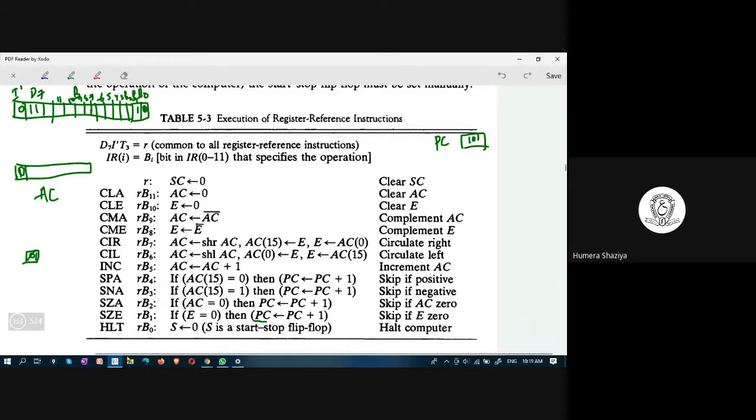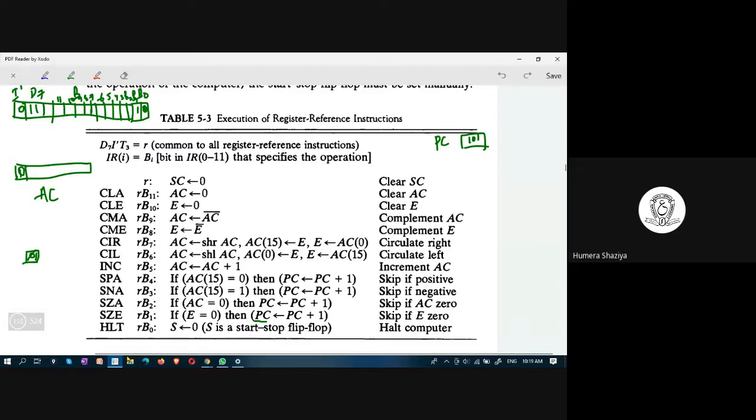CIL, circulate left. Circulate left means what do you do? On AC you are performing a circular shift left. Circular left shift is between AC and E. So first you perform SHL AC. What is SHL AC? SHL AC means shift left operation on AC.